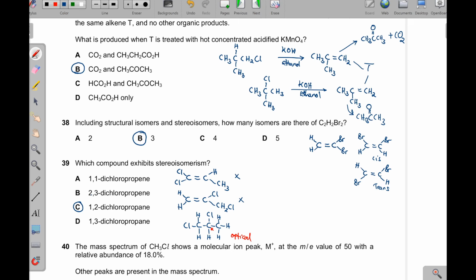1,3-dichloropropane. We have 1, 2, 3. So 1 and then 3, that is where we have the chlorines. If you look at all of these carbons, they are non-chiral centers. This one has 2 groups that are the same, and even this one here. So we don't have a chiral center here. That's why the answer is C.